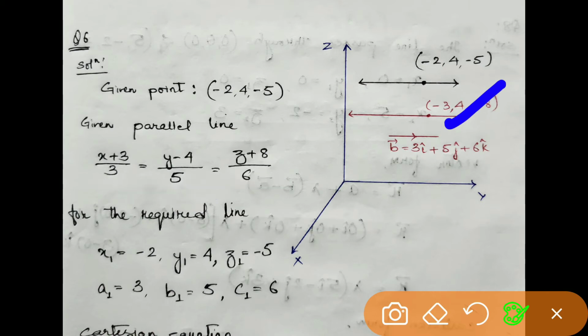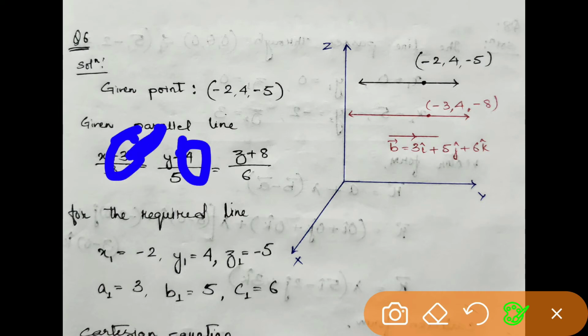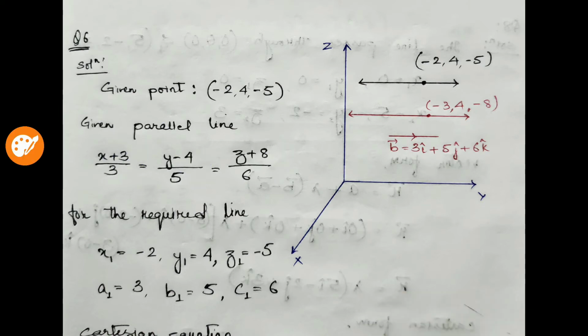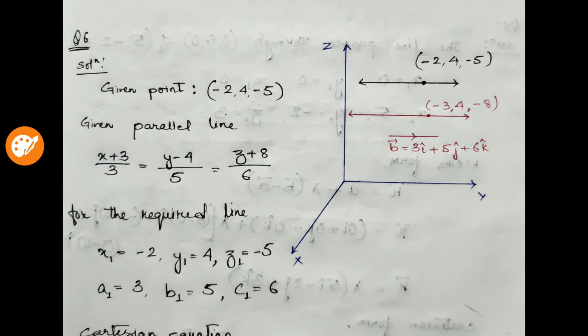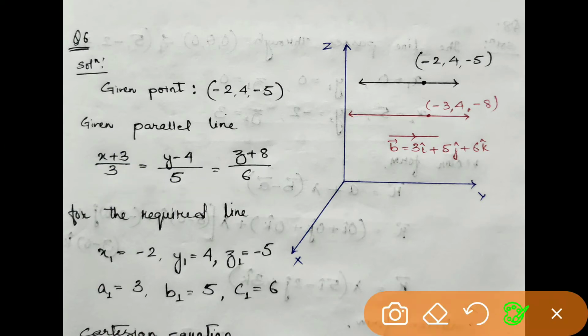So according to that line, what is the point on the line? Look here, this is -3, 4 and -8, right? Those are the point on our given line, and these 3, 5 and 6 are the direction ratios of the parallel vector. So this is our parallel vector.